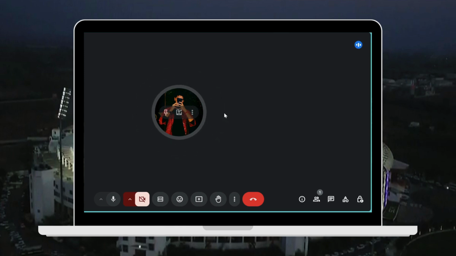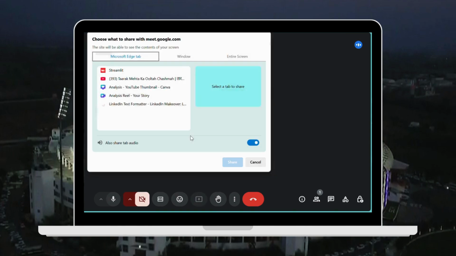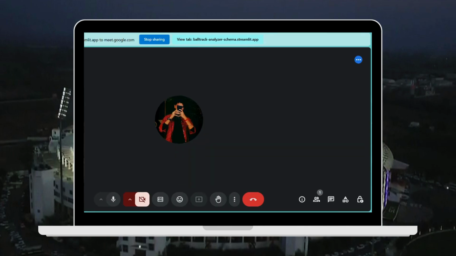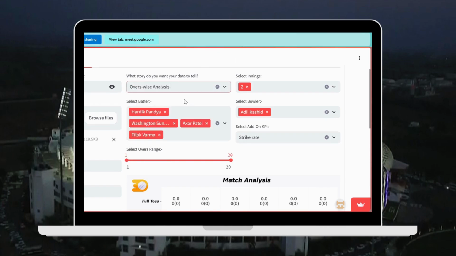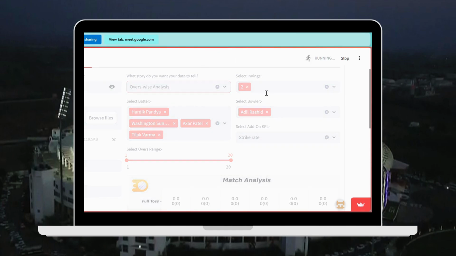In this video, we are going to analyze the third T20I played between India and England, and we will look at various line graphs and wagon wheels as well. So I will just share my screen. Let's start with the overwise analysis first.